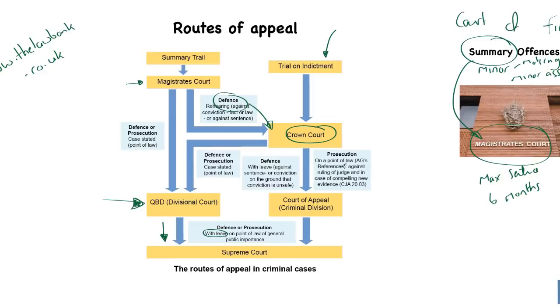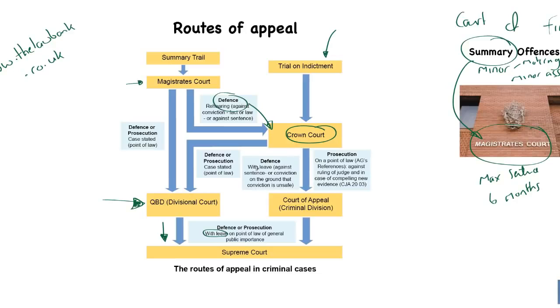They often are called Attorney General's references, and I'm sure that you've heard case law and you've seen case law in which it's AG reference number 2 of 1994, for instance. That will be where the Attorney General is asking the Court of Appeal, the Criminal Division, for a ruling on a piece of law. What they want is they want the judges, the more senior judges, to make a piece of law clear. And that has to be against the ruling of a judge in the Crown Court, and only in the case of compelling new evidence.